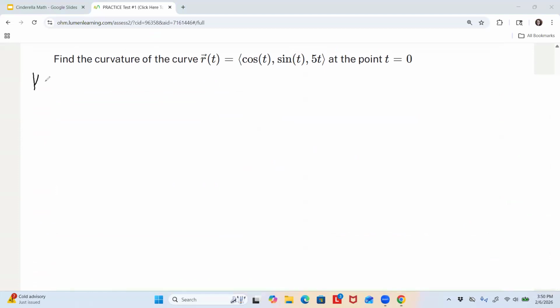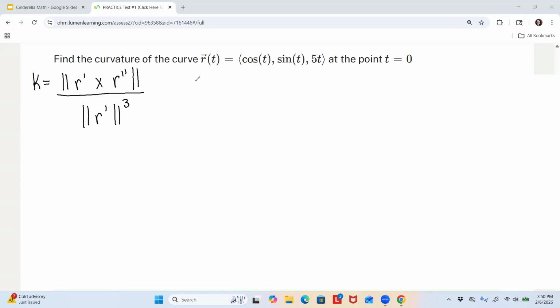Curvature is denoted by K, and it is the magnitude of R prime at that point cross R double prime, or excuse me, let me try that again. It is the magnitude of R prime cross R double prime all over the magnitude of R prime cubed. All right, so we need to find R prime and R double prime.